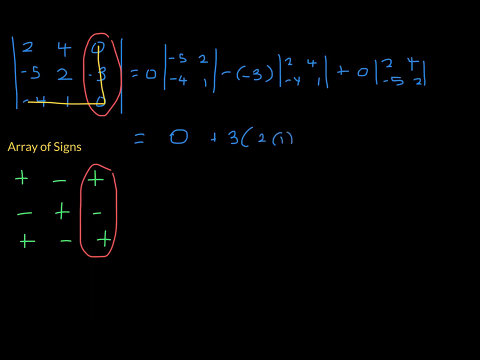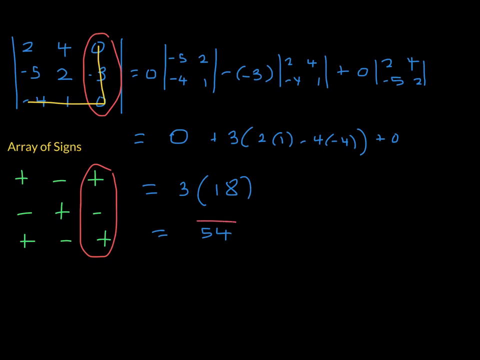2 times 1 minus 4 times -4, like that. Plus 0 times this determinant, which is just 0, because 0 times anything is 0. See how you don't have any arithmetic to do here because you expanded by these zeros. So it is just then 3 times 2 plus 16. So that's 18. So then the determinant is 54.